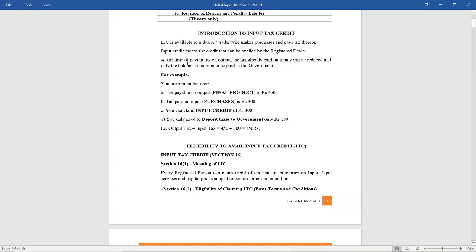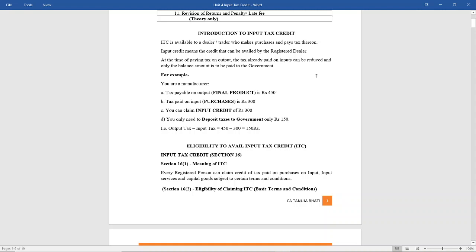At the time of paying tax on the output, the tax already paid on the inputs can be reduced and only the balance amount is to be paid to the government. So whatever credit you are using to set off against the output is called input tax credit. For example, suppose the tax payable on output is rupees 450. The tax that you have paid on your input is 300. So you will get a credit of 300. You need to pay to the government only 450 minus the credit of 300, that is only 150 rupees.